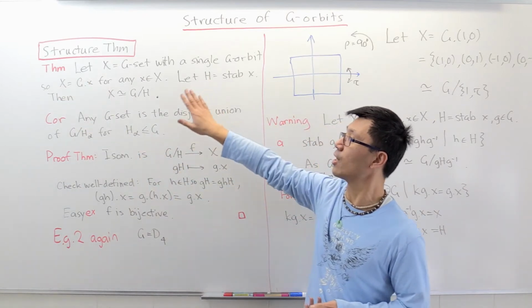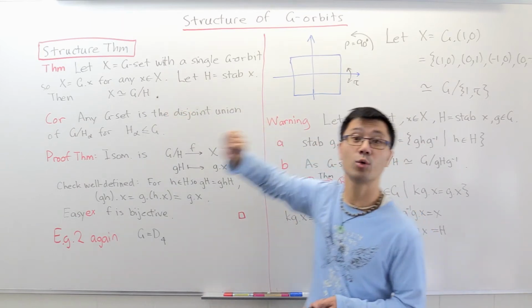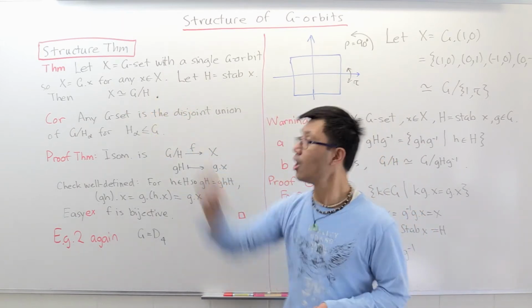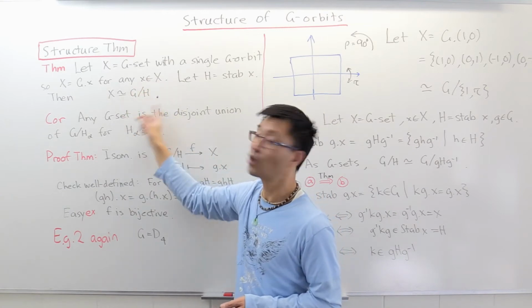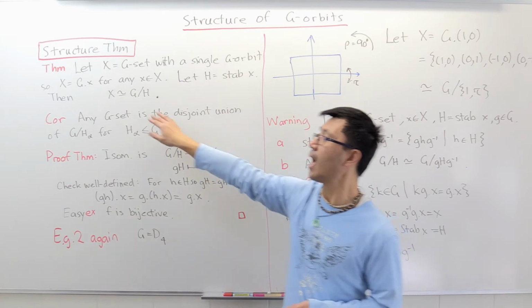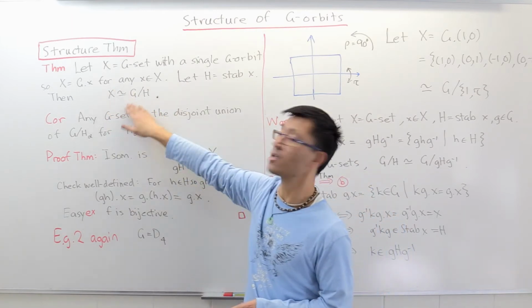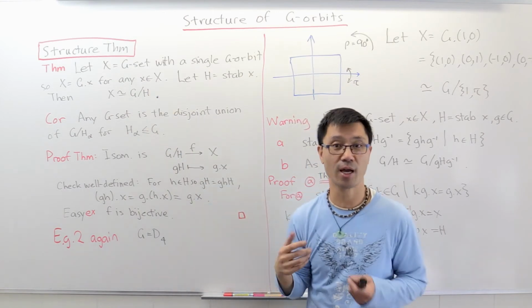In this case we've picked this little X, and we can talk about its stabilizer H, which is some subgroup of G. So we can form this set of cosets of H, and this is a G-set as well. And I claim that this X is isomorphic to this G-set, G mod H.